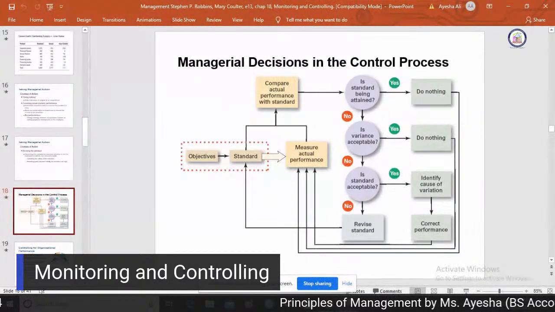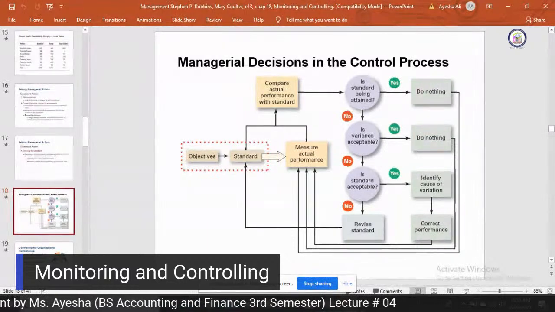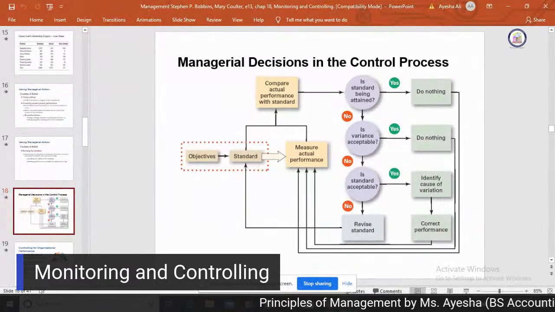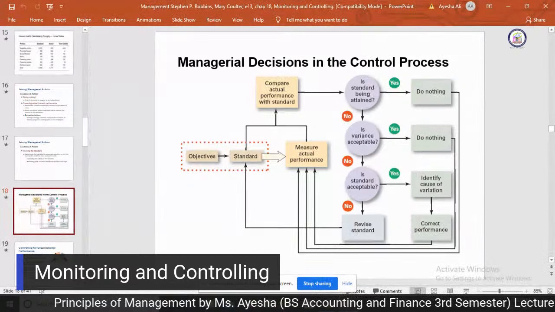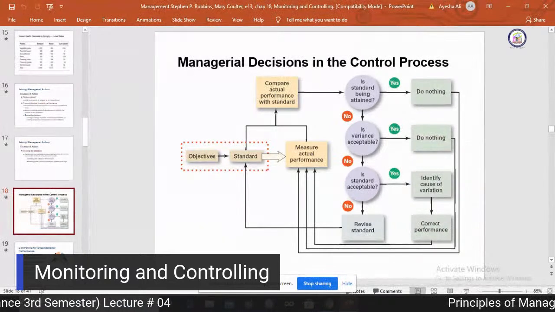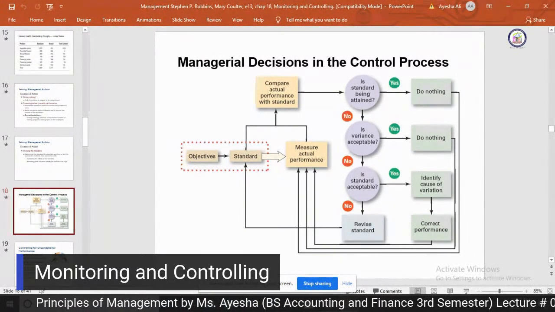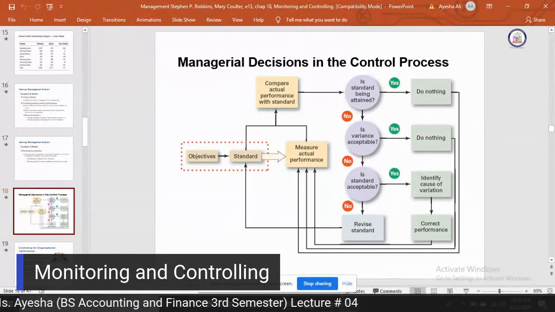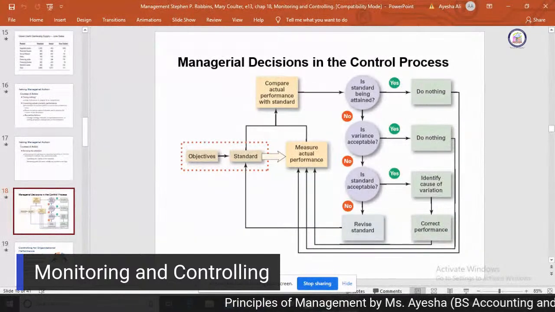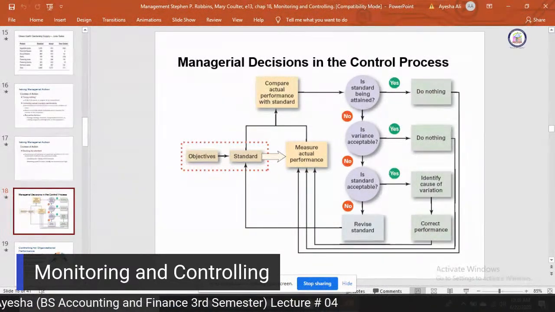If yes, we do nothing, but if no, we ask the next question: is the variance acceptable? Is the deviation acceptable? If yes, we do nothing, but if no, then we ask the next question: is the standard acceptable or not? If the standard is acceptable, then we identify the cause of variation and correct the performance. And if the standard is not acceptable, we revise the standard.